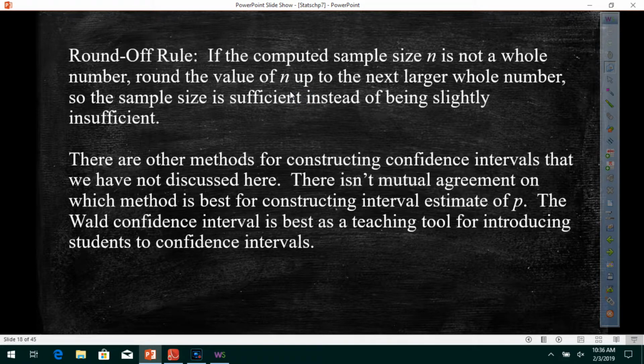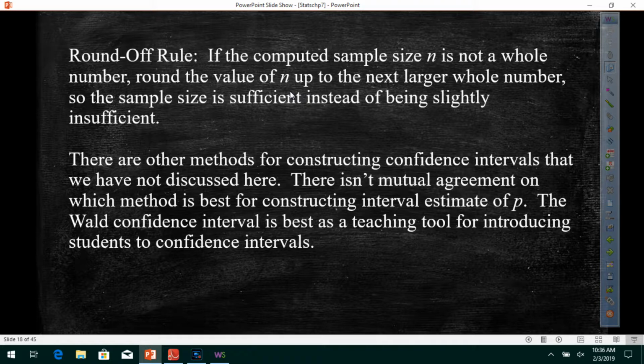Round off rule. If the computed sample size N is not a whole number, round the value of N up to the next larger whole number, so the sample size is sufficient instead of being slightly insufficient. So we're not rounding to 3 or 4 places on this. We're rounding up to the next whole number.